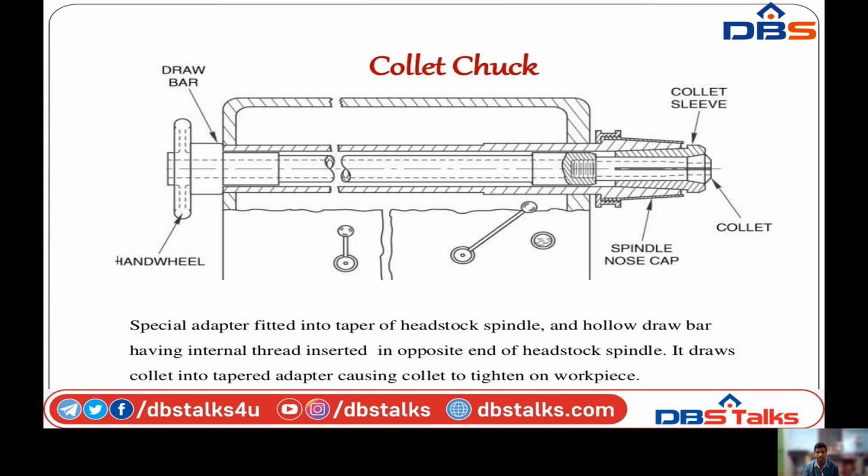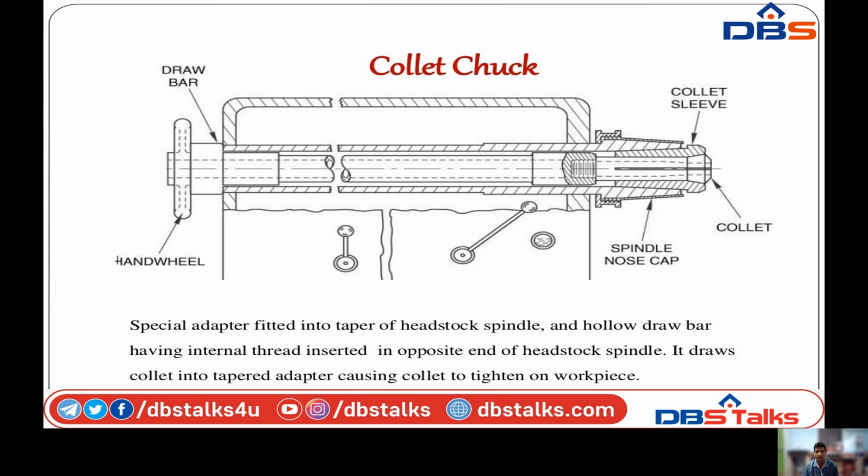This one is the tapered section. The collet is drawn in to tighten on the workpiece. On this side, we are fixing the workpiece by using the collet. This one is the collet chuck. It consists of a drawbar. Feeding is given by the hand wheel. Next, the under section is the carriage.